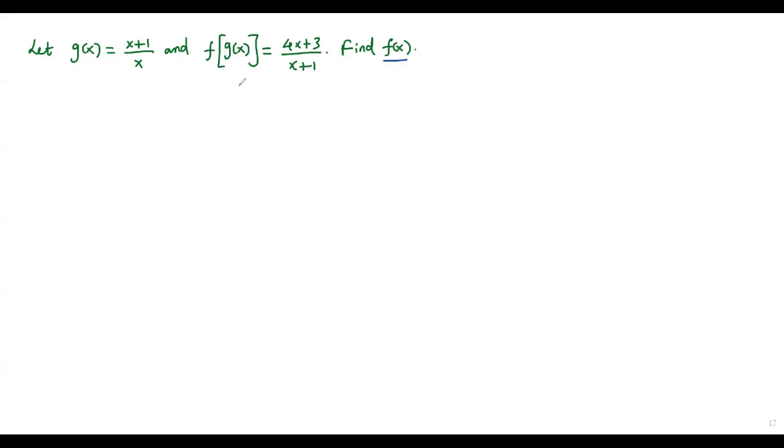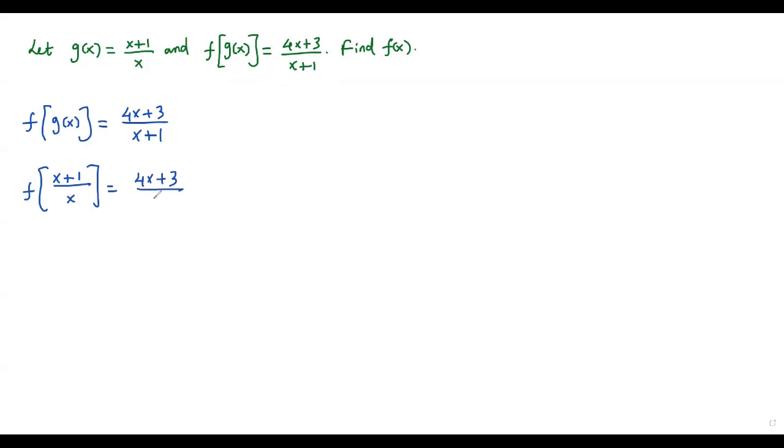Okay, for that I'm going to take the composition of two functions as it is, that is f of g of x equals (4x + 3) over (x + 1). We know that g of x equals (x + 1) over x, so we can plug in this expression for g of x over here. Then I'm getting f of (x + 1) over x equals (4x + 3) over (x + 1).